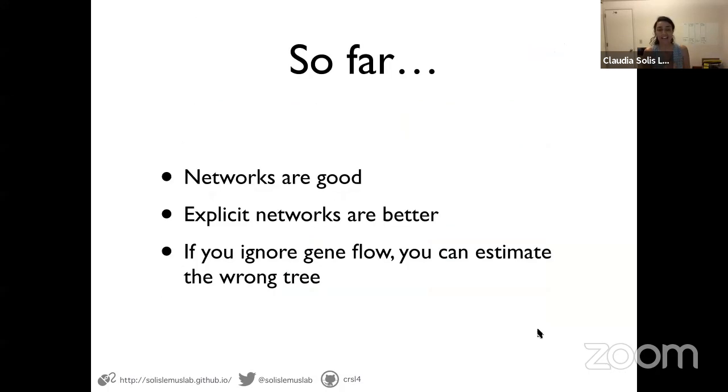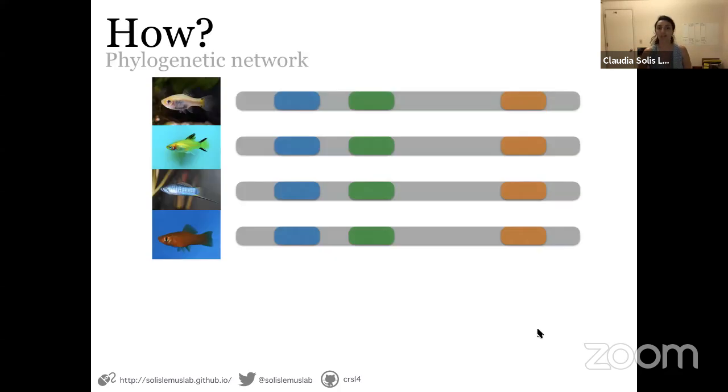So the short conclusion at this point that I want you to take is that networks are good. They allow us to interpret other biological events like reticulation or gene flow. Explicit networks are better because they have an actual evolutionary interpretation. And if there is gene flow in your data and you ignore it, you might end up with the wrong tree. Okay, so now I've convinced you all, we all want to estimate a network.